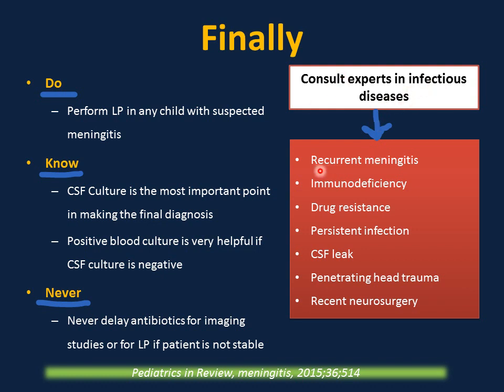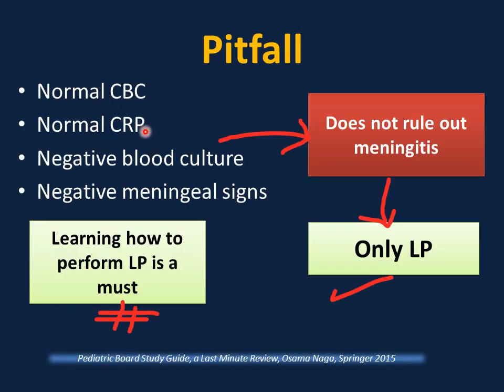If you have cases of recurrent meningitis, especially recurrent same organism like recurrent staph or recurrent E. coli, think of immune deficiency, recurrent Neisseria meningitis, for example in complement deficiency, drug-resistant or persistent infection, CSF leakage, penetrating head trauma, or recent neurosurgery. Normal CBC, normal CRP, negative blood culture, negative meningeal signs, none of these will rule out meningitis, only LP or CSF studies.